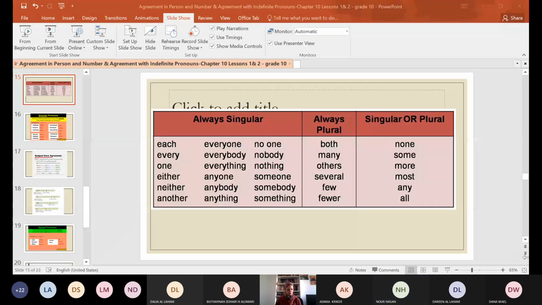Nobody is the subject, and it's going to take the verb. Yes, excellent. Noor. Number 11. Miss, you skipped number 9. I skipped 9. Okay, yes. Number 9. Some.